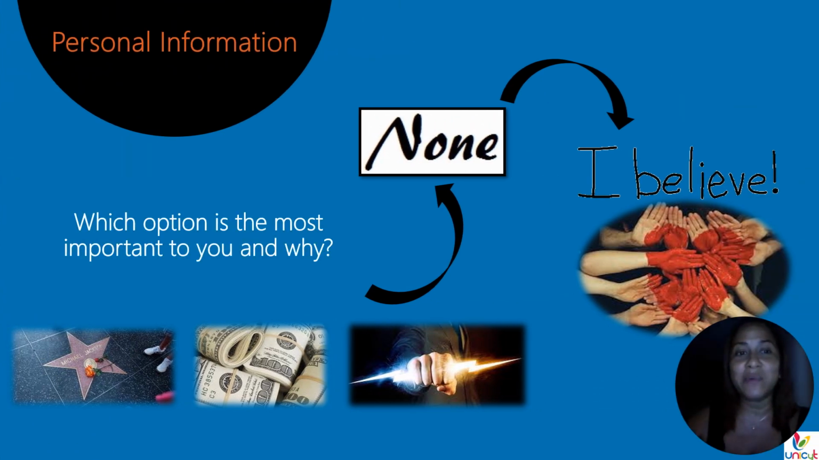Which option is the most important to you and why? We have money, fame, and power. Well, I honestly don't believe any of them are important. I mean, in life we do need them, but they don't really mean to me much. I mean, you can have money, and with money you can have power and fame. You can have fame, and with fame you can still have power and money. And the same with power. Once you have power, you can have fame and money as well.